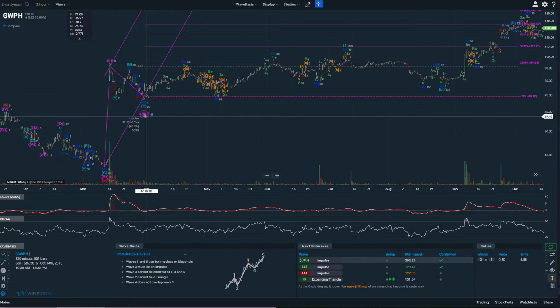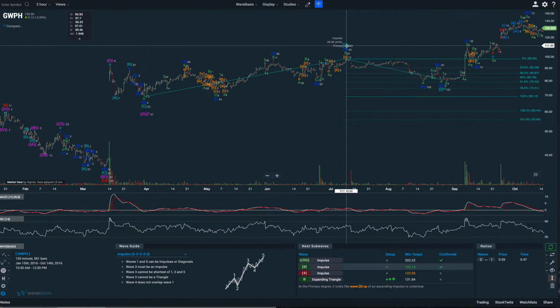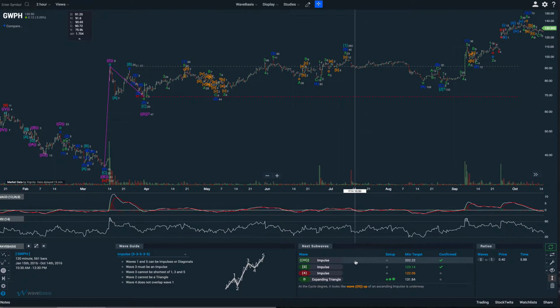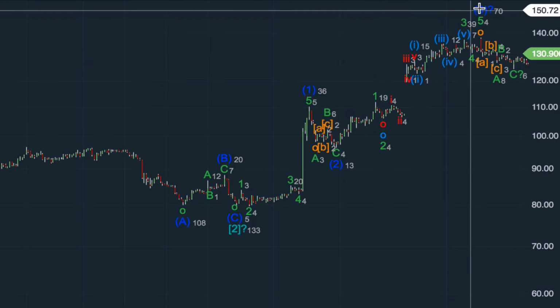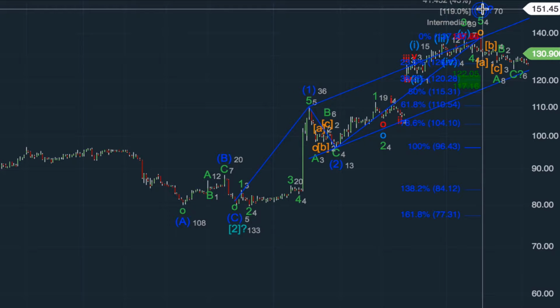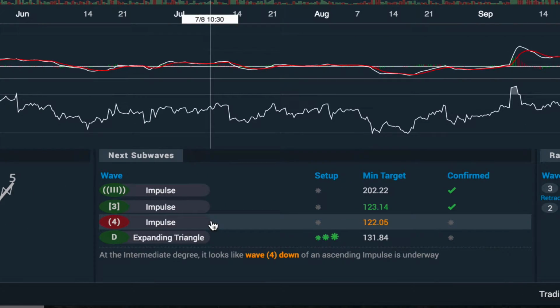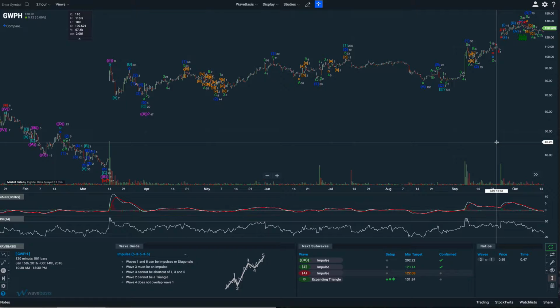and it looks like we're starting up in an impulse. We have this at our higher degrees here, and you can get this also from the next subwaves area. And at the end of the count, it appears that we're about to drop down into a wave 4, and we have a minimum target here of 122.05, as you can see, of this impulse. So here's another example. We're looking like we're topping and about to drop back to support. These are, to my way of thinking, great setups when you can anticipate a downturn to support in a larger upward move and a larger upward trend. This is a great time to potentially enter a trade.